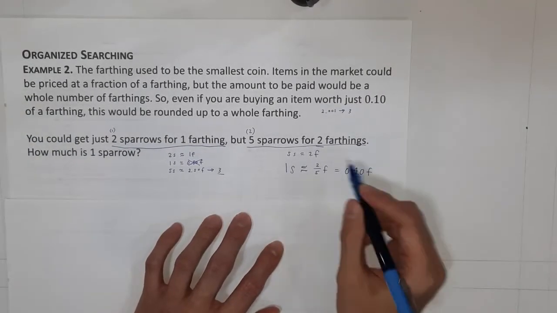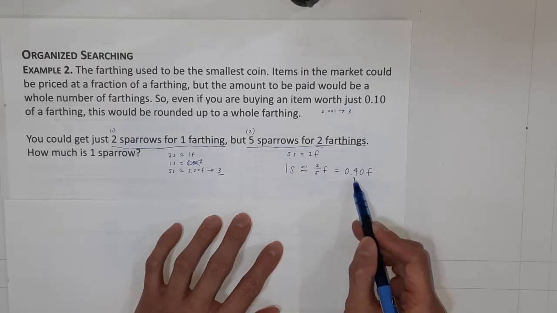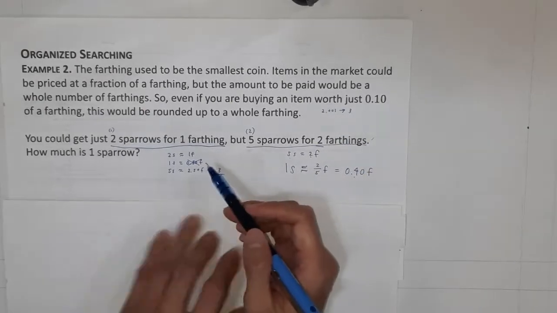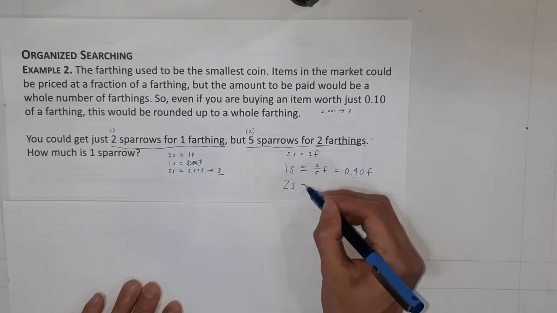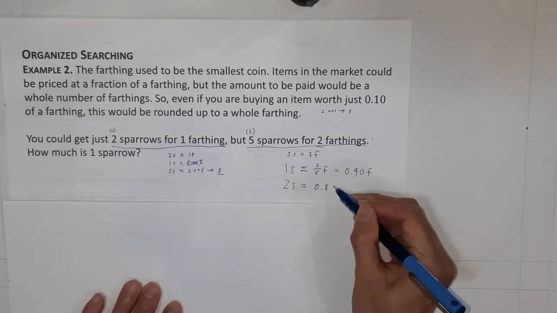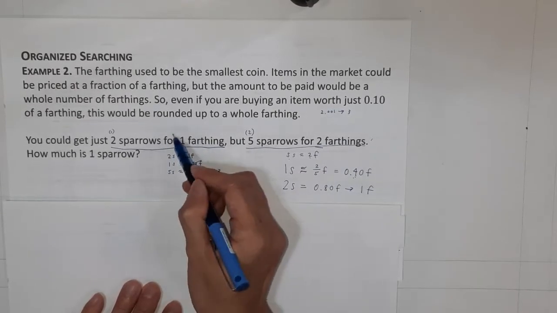Tingnan natin. Kapag naging 5 sparrows ang iyong binili, you just multiply 0.4 by 5, it becomes 2. So, consistent siya sa sentence 2. Pero anong masasabi natin sa sentence 1? Pag dalawa ang binili natin, dodoblihin lang natin to, it becomes 0.80. Yan ay 1 farthing. Tama naman, consistent sa sentence 1.